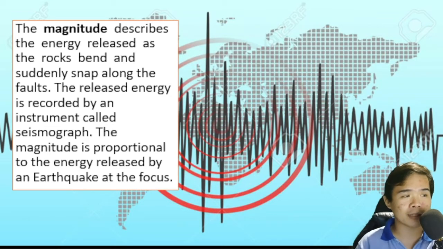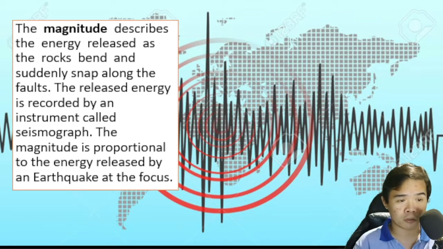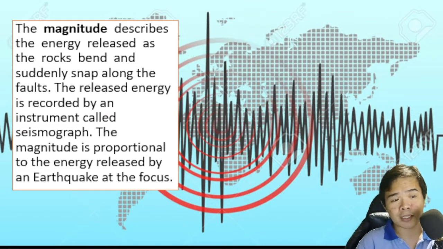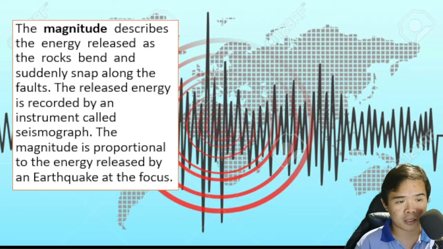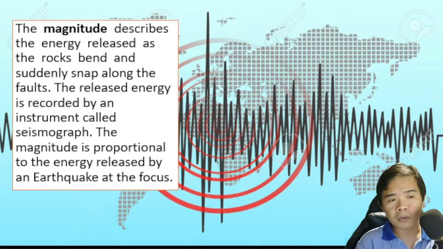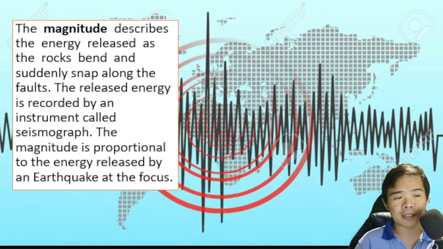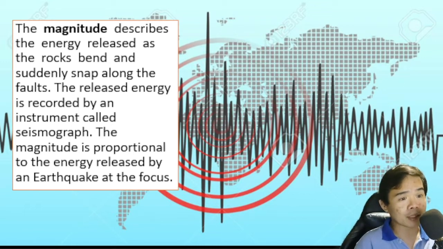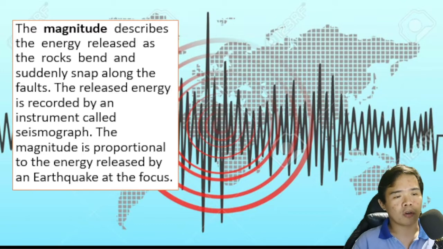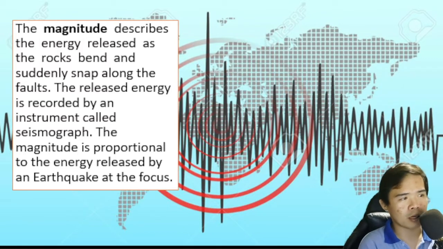We describe magnitude as the energy released when rocks bend and suddenly snap along the faults. Where does the bending of rocks and the releasing of energy happen? If your answer is the focus, then you are right. That is where the magnitude is also found. How strong is the energy produced when the rocks snap?